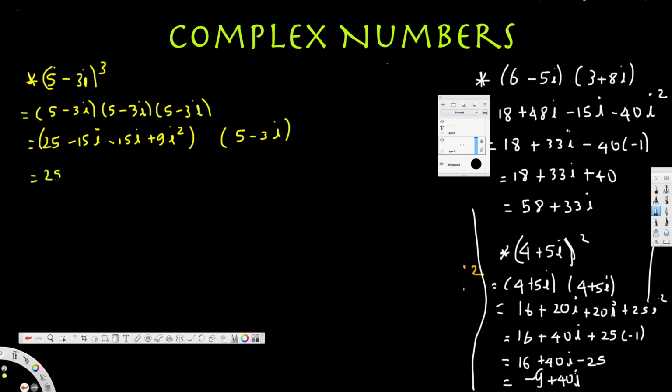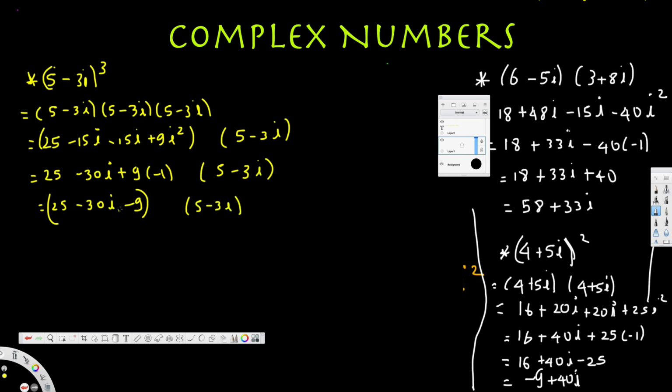So 25 minus 15 minus 15, we are going to get minus 30i, and then plus 9i squared, where i squared is negative 1, so we're going to get negative 1 right here, and 25 minus 30i minus 9. I keep the other one as it is, 5 minus 3i. Here we can simplify this one furthermore, like 16 minus 30i, that's a simplification, and here we have 5 minus 3i. Now what we can do is we can FOIL these two.